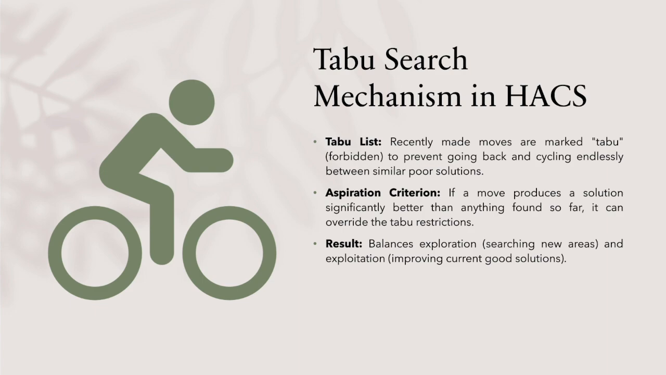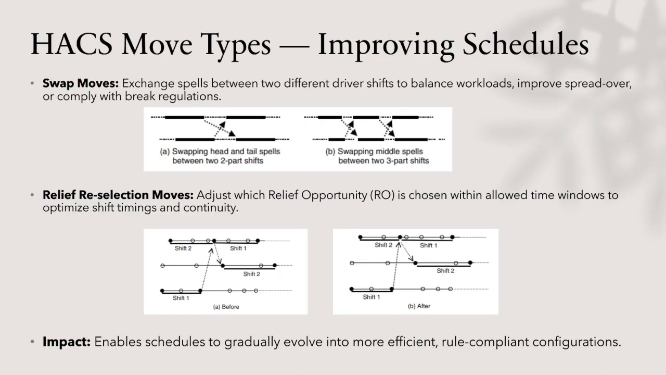What are the move types that we have in the HACS system and how do these move types help to improve the schedules?